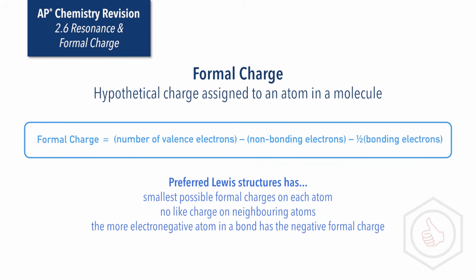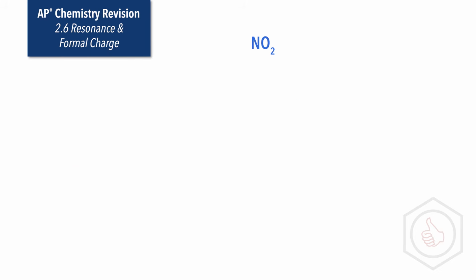For example, if we take an NO2 molecule, we can see there are two ways we can represent this as a Lewis structure. In the first, we can have single bonds between the oxygen and nitrogen, with one lone electron on the nitrogen atom, and in the second, we can have a double bond between an oxygen and the nitrogen, and a single bond between the other oxygen and the nitrogen.